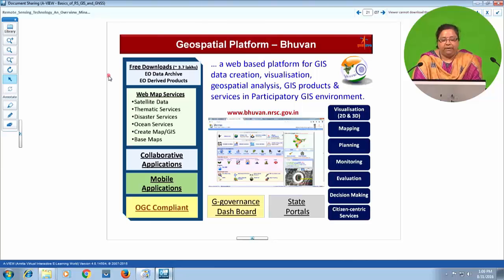This is our geospatial platform Bhuvan, where it is possible to freely download Earth observation archive data. Data up to 23 meter resolution is available for free download. And then there are a number of services available on this platform. We have mapping services, satellite data, thematic services, disaster services, ocean services, create map GIS, and base maps. Basically it is a web-based platform for GIS data creation, visualization, geospatial analysis, GIS products and services in a participatory GIS environment.